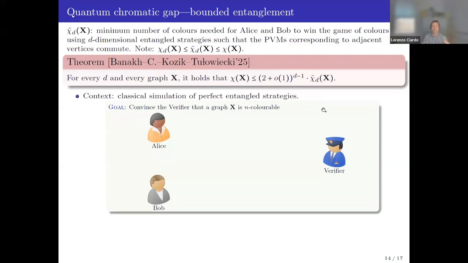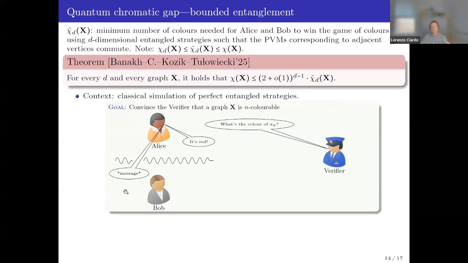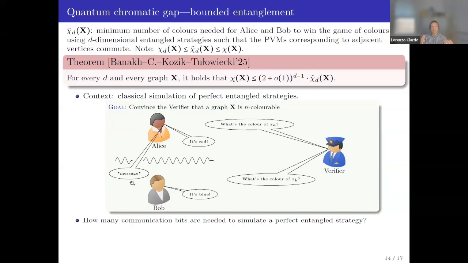So this is the setting. I have, again, the same question as before, the coloring game or the homomorphism game. Again, Alice and Bob strategize, but this time there is some communication channel. So it is possible that Alice and Bob communicate a little bit during the game. The verifier asks Alice, what's the color of XA? And Alice replies, but after replying, she can send some classical bits of information to Bob, so a limited message. And now Bob can answer his question by taking into account the message. So the goal now is to understand what is the minimum number of communication bits, what is the size of the channel that is needed in order to simulate a perfect entangled strategy?